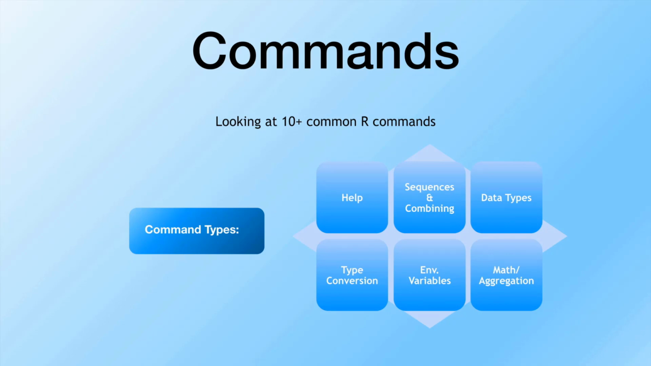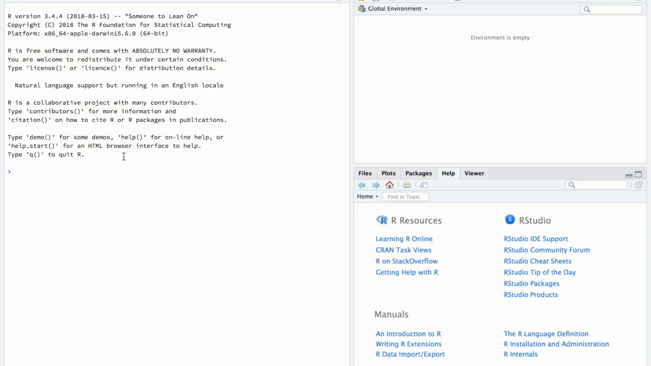The command types that we'll be looking at will fall under categories of help, sequences and combining, data types, type conversion, environment variables, and then the ones that we may or may not get to will be under math/aggregation. Okay, so let's go ahead and open up RStudio so that we can get started with these.